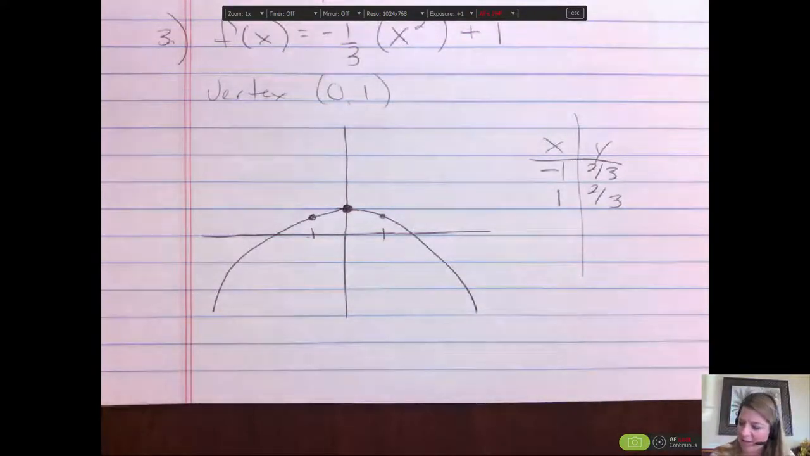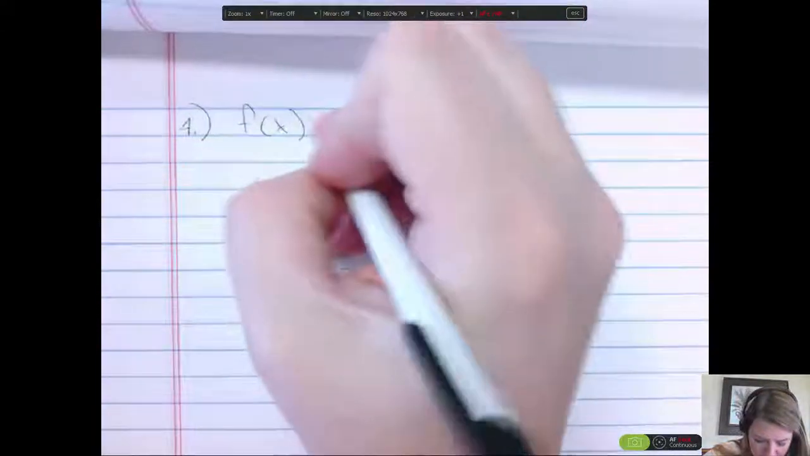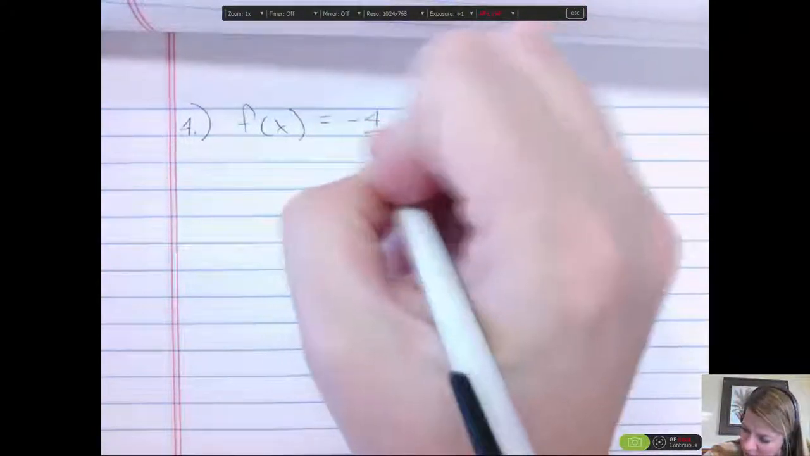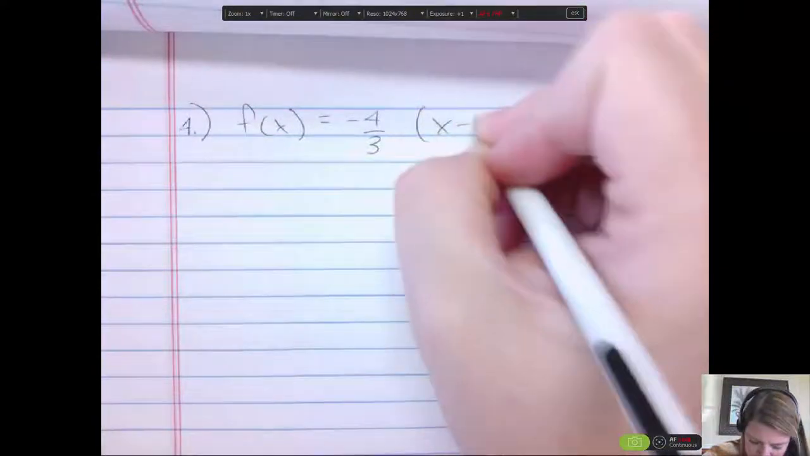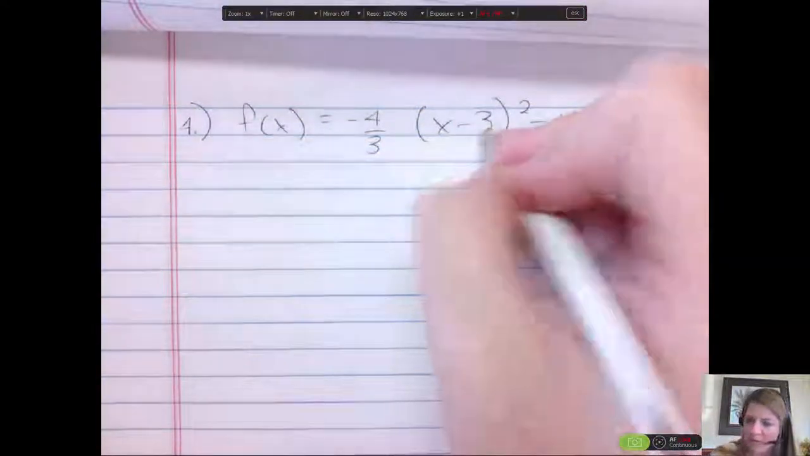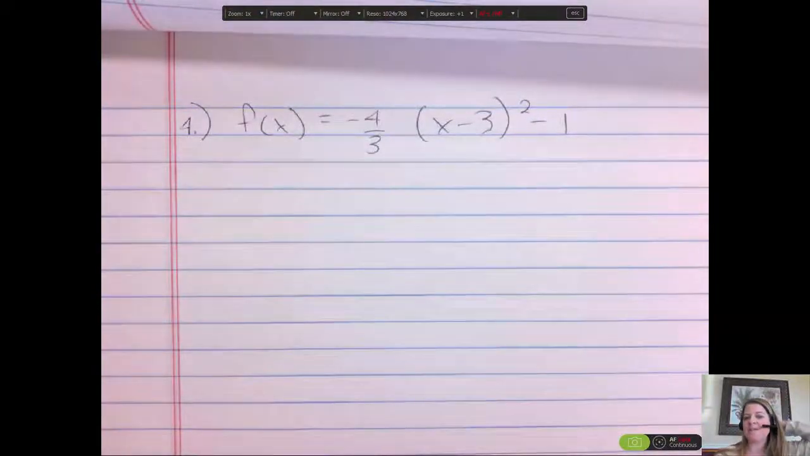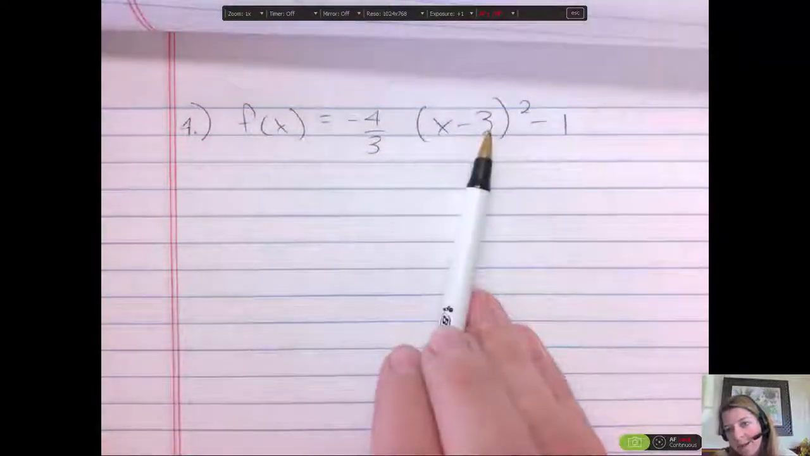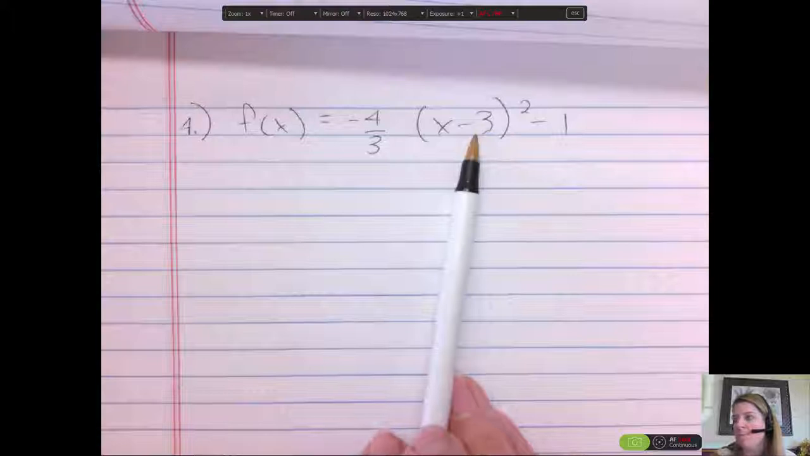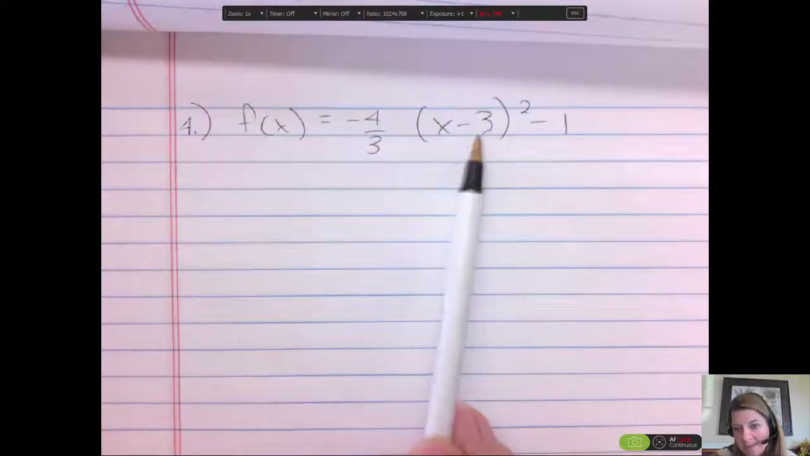So let's just look at a couple things. What if I just have f of x equals negative 4/3 times x minus 3 squared minus 1? You're going to be asked things like this. Does this graph from the parent graph move to the right or left? Well, it's a negative 3, and this one does right and left. So it's going to move to the right for the positive direction.